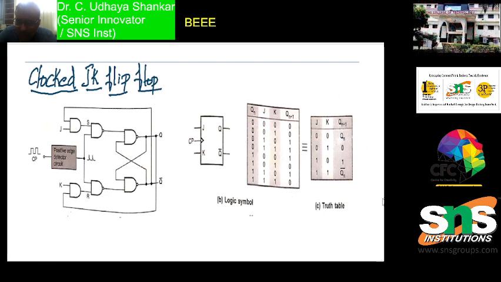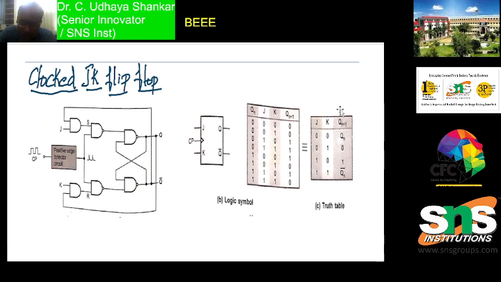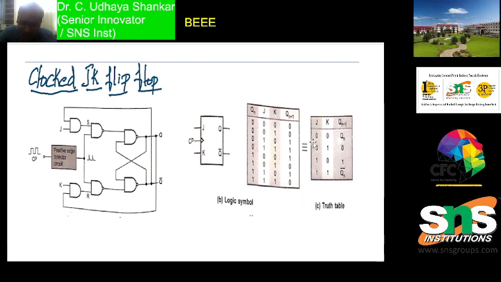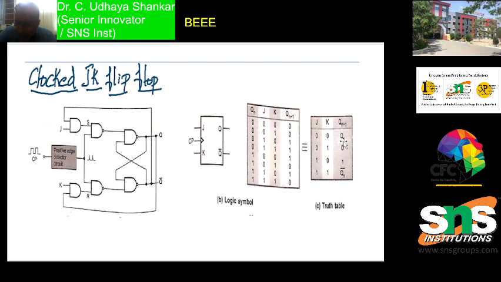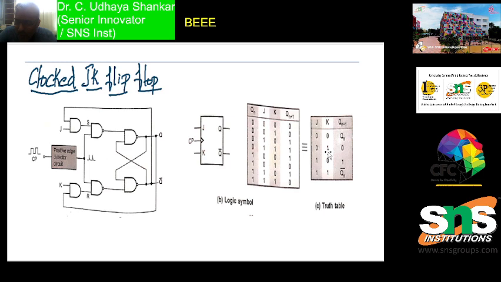This truth table can also be represented in short form in this way. If both are 0 and 0, then you will get the output as Qn, whatever the previous state was, that will be there. If 0 and 1, then it means that set is 0.